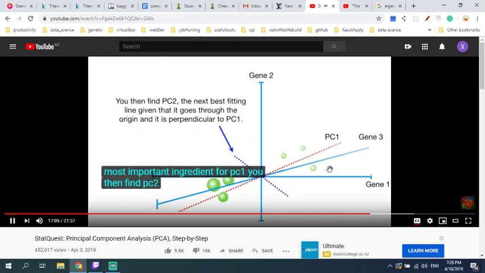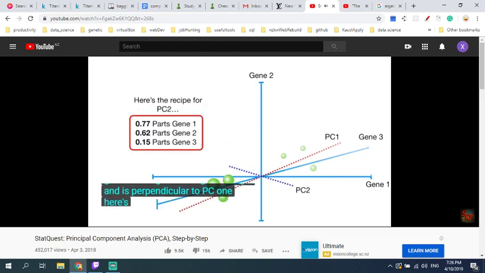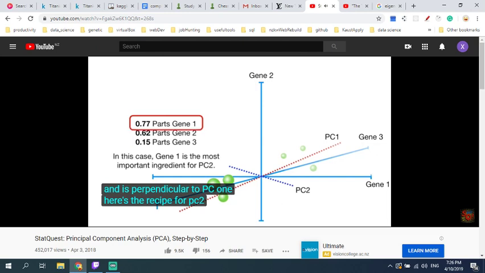You then find PC2, the next best fitting line, given that it goes through the origin and is perpendicular to PC1. Here's the recipe for PC2. In this case, gene 1 is the most important ingredient for PC2.